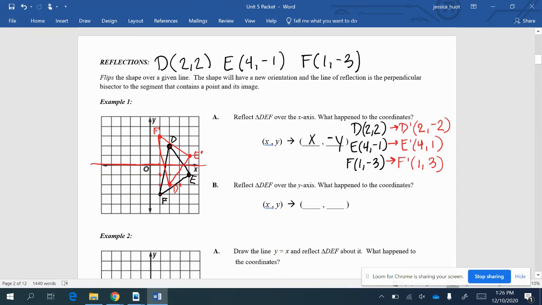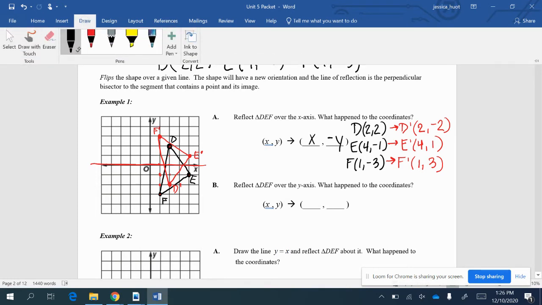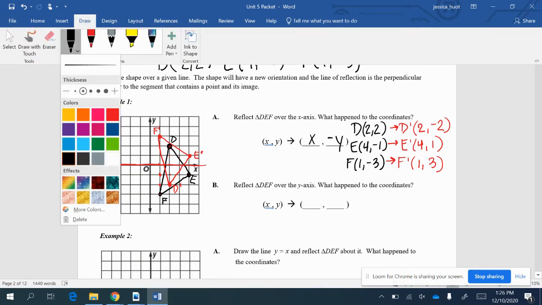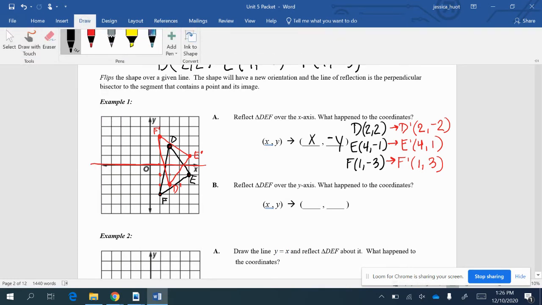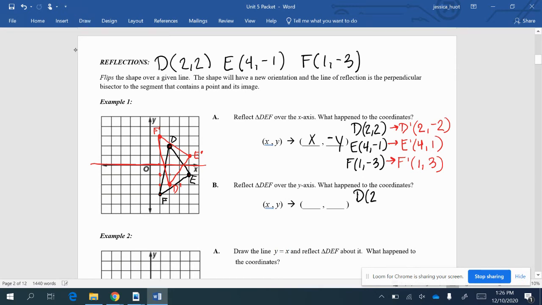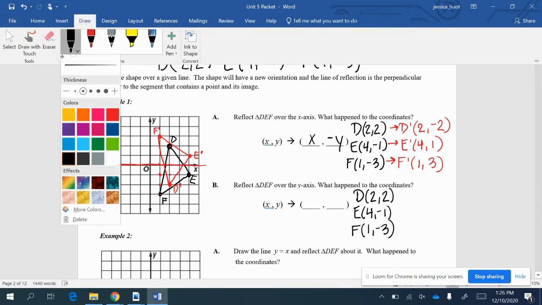Okay, now this is where things are going to get messy. So if you want to pull out colored pencils for these notes, I probably would. So I'm going to change and use, well, let's go ahead and write down our original points. So D is at 2, 2. E is at 4, negative 1. F is at 1, negative 3. I am going to use another bright color, green.